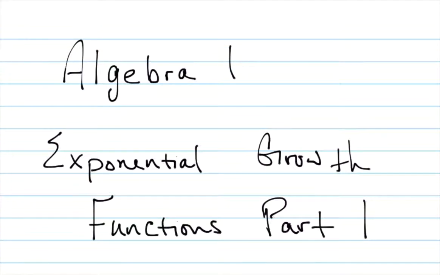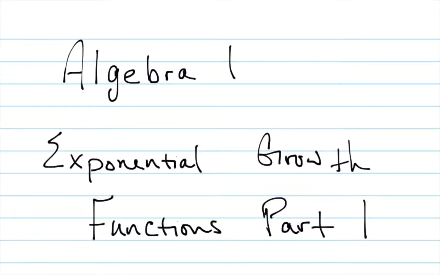Today we're learning about exponential growth functions. Now we've dealt with linear functions in the past, and with linear functions you can always find the next value by adding or subtracting something. That's due to a constant rate of change. With an exponential function it's a little different. Instead of adding and subtracting each time, we're multiplying or dividing.